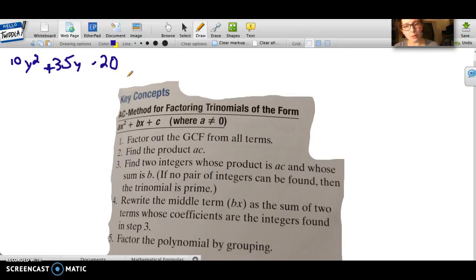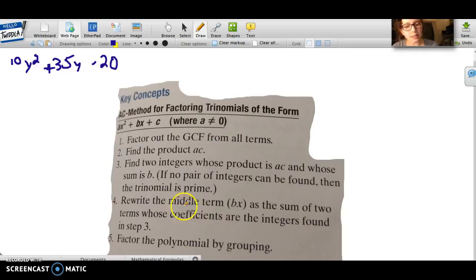So today I'm going to go over factoring with the AC method for trinomials in the form ax squared plus bx plus c. The first part of this, coming from the textbook, is to factor out the greatest common factor from all terms. Then we're going to find the product of a times c. Then find two integers whose product is ac and whose sum is b. And if they can't be found, then this trinomial is prime, which means we can't factor it this way.